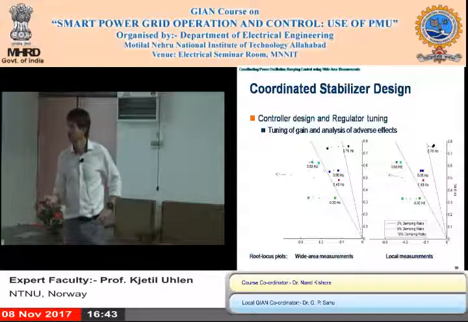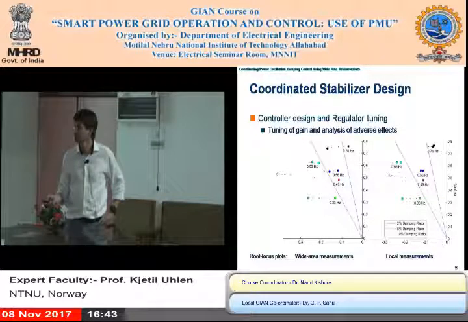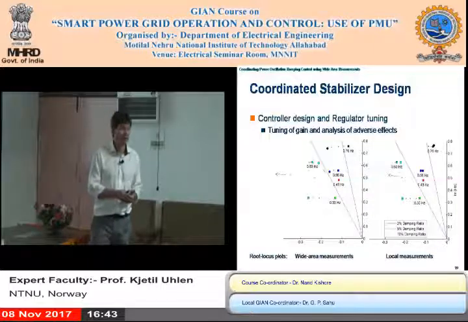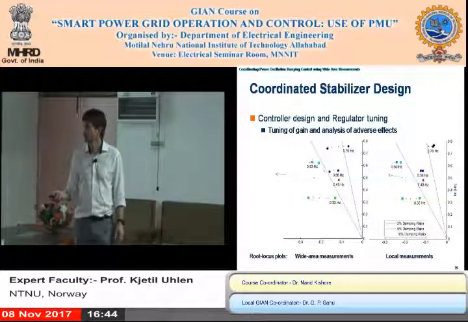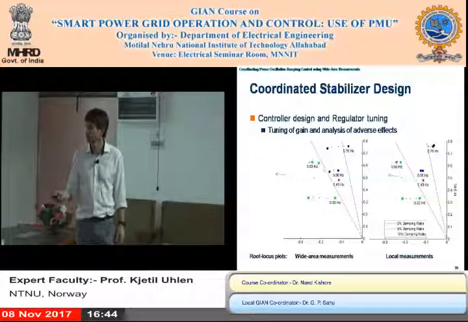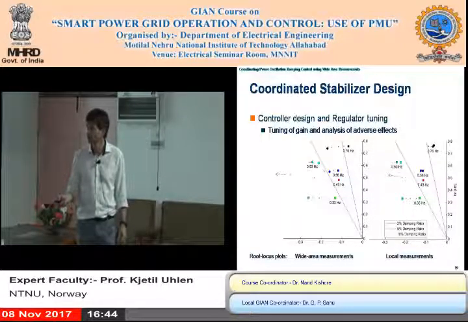And the difference that we see is not dramatic, but it is significant in a way, because we see that the 0.5 Hertz mode is not really a problem. It's fairly easily shifted. The 0.3 Hertz mode takes a little bit more effort, and it's slightly better with the wide area measurements because we're able to measure that better.